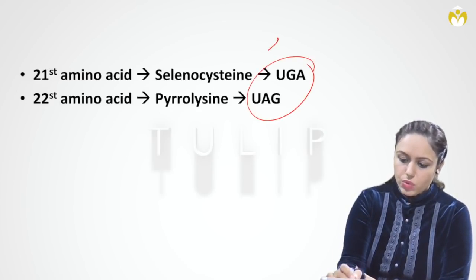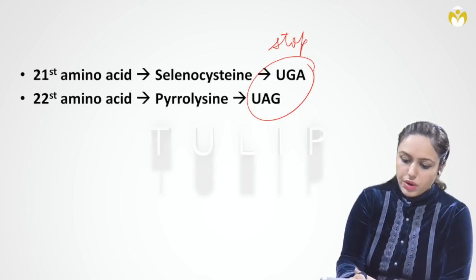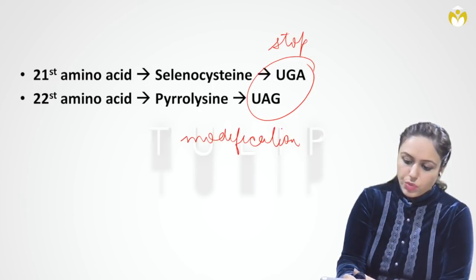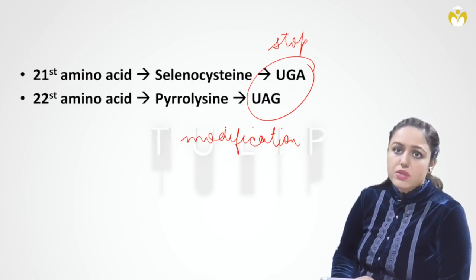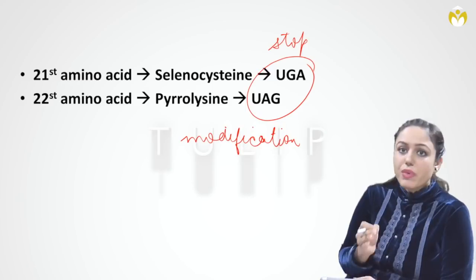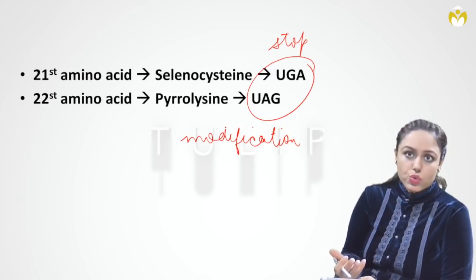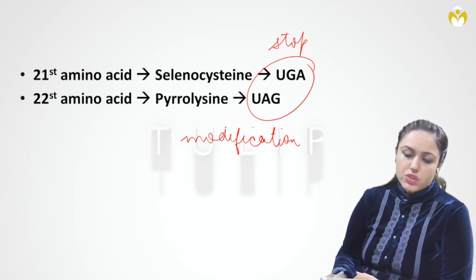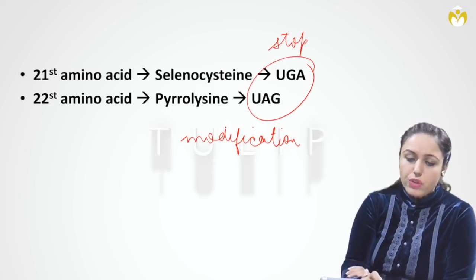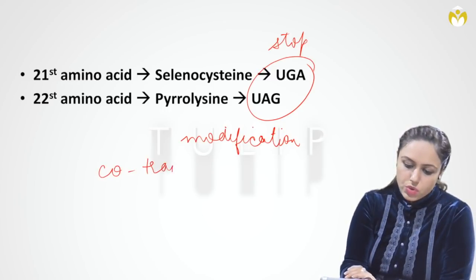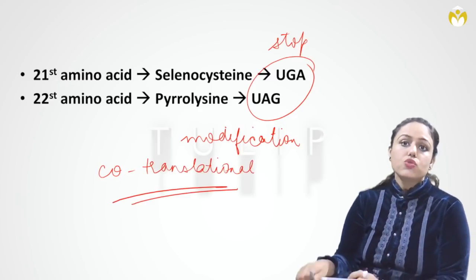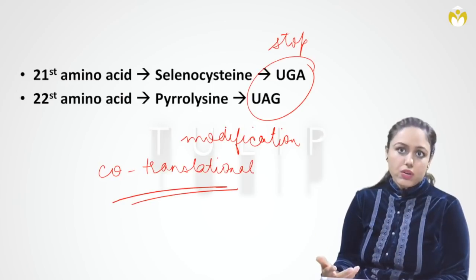Both of these are stop codons, but by some modification, they give rise to amino acids. Usually stop codons do not give rise to any amino acid, but these two codons, by some modification, can give rise to selenocysteine and pyrrolysine. And this modification is not post-translational modification. This is co-translational modification. That is, during the translation, these changes are occurring, right?